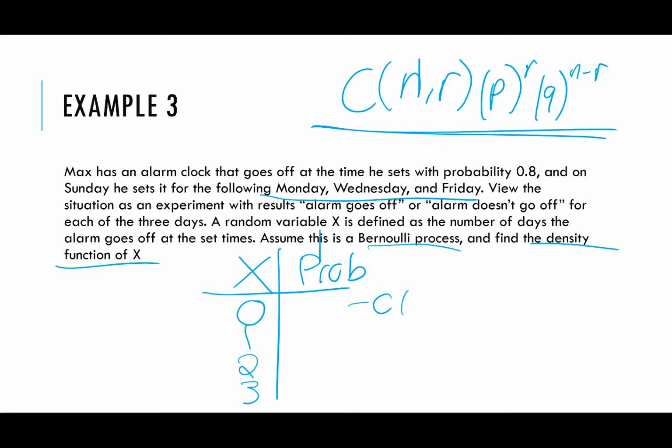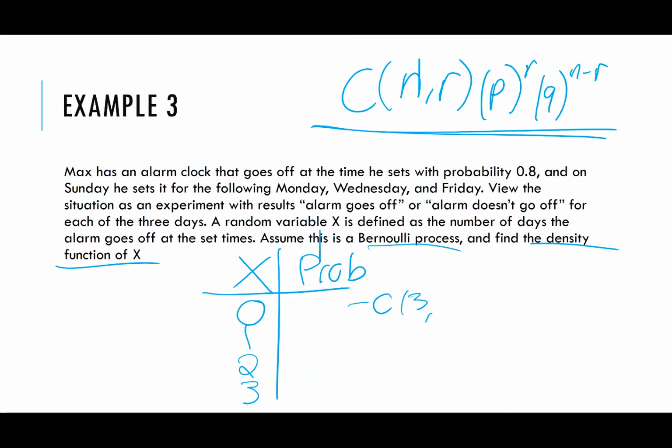combination of n choose r. Now, n, remember, is the total trials. So since he's setting it for 3 different days, that's 3 in total. So that's our total number of trials. N is the number of outcomes in total, right? So 3 days he sets the alarm, 3 days the alarm could go off. So that's our n.